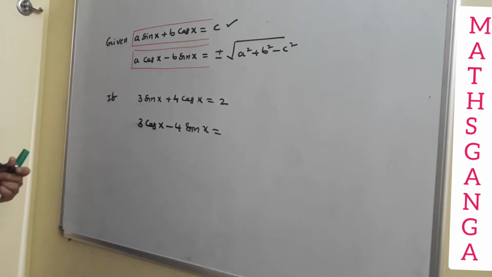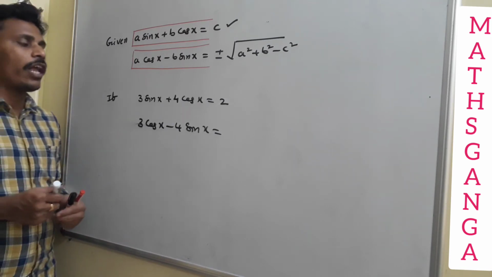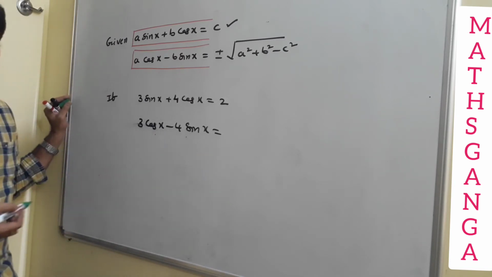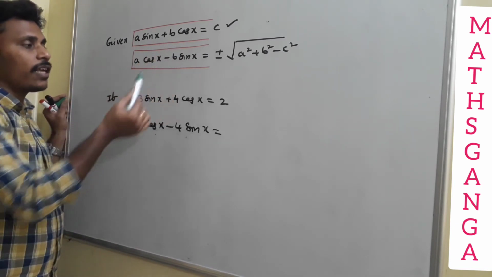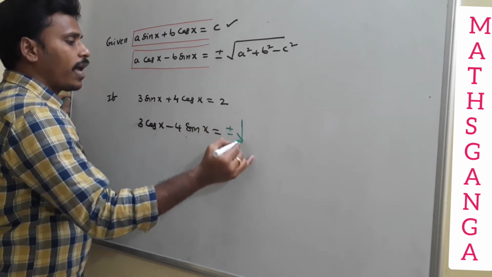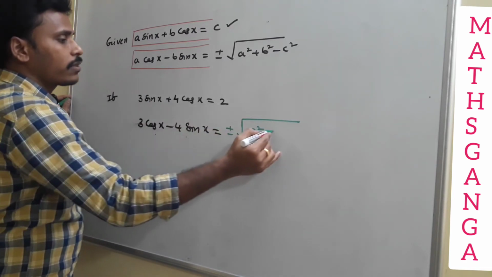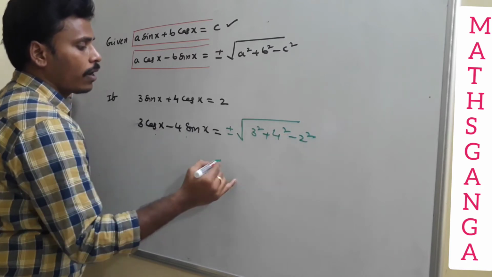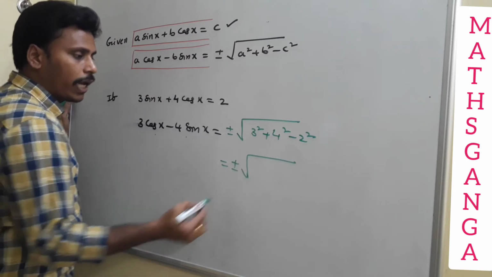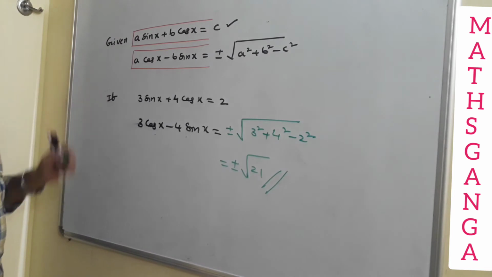Look at the problem. If 3 sin x plus 4 cos x is equal to 2, then nobody asks you to find the value of x. But they ask you directly to find the value of 3 cos x minus 4 sin x. It is just like the above problem, okay? If you know the problem, directly you find the answer as the square root of 3 square plus 4 square minus 2 square. If you simplify, 3 square plus 4 square is 25, minus 4 is 21, and your answer is plus or minus root 21.